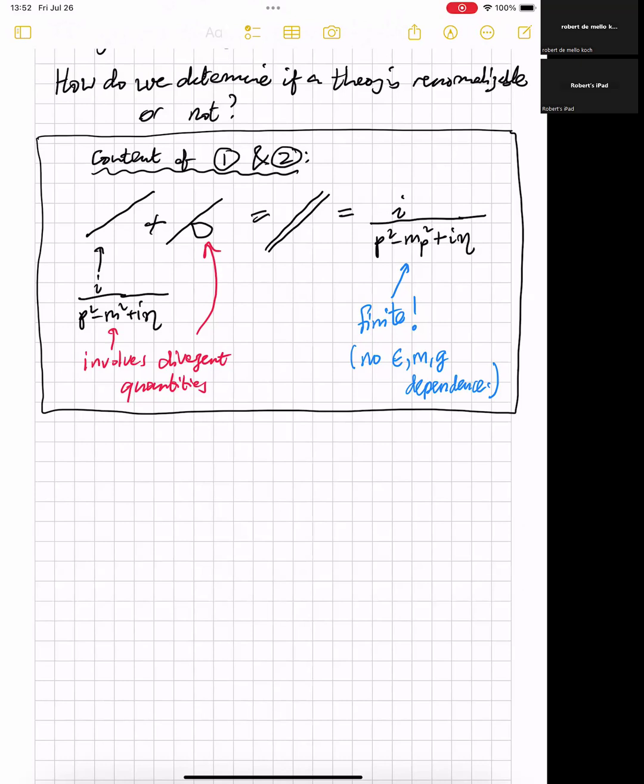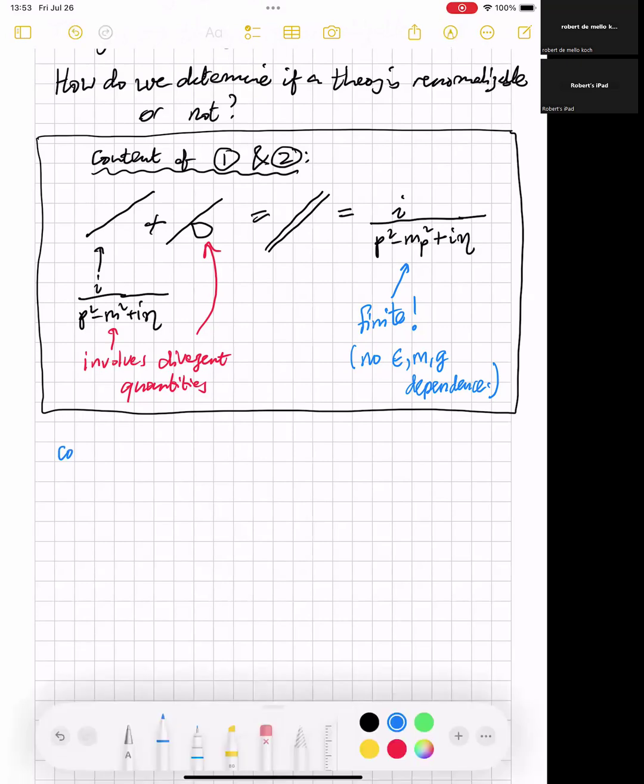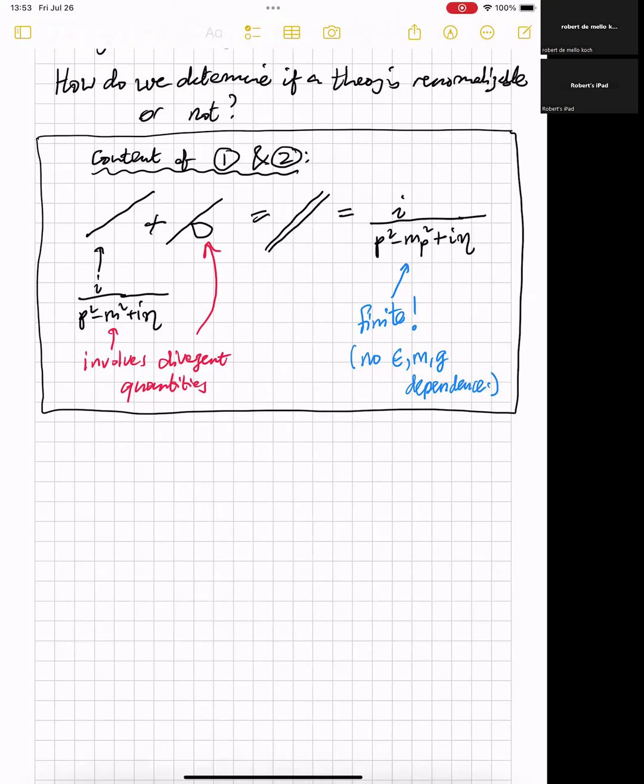Okay. Now, we've got three renormalization conditions. So let's now try to summarize in a similar way the content of the third condition. So content of 3. So what is 3 telling us? Well, 3 tells us to add the following 3 diagrams.